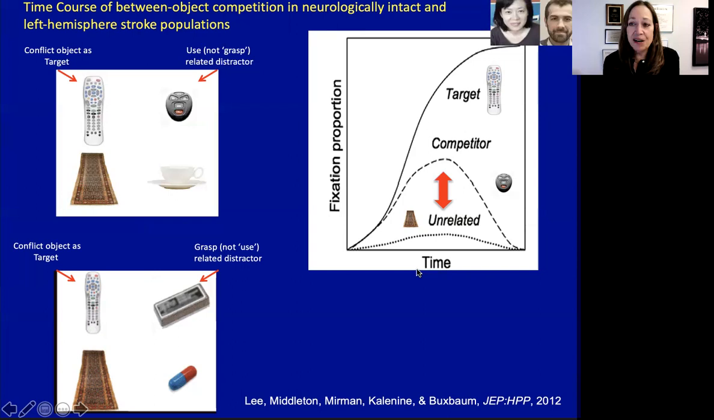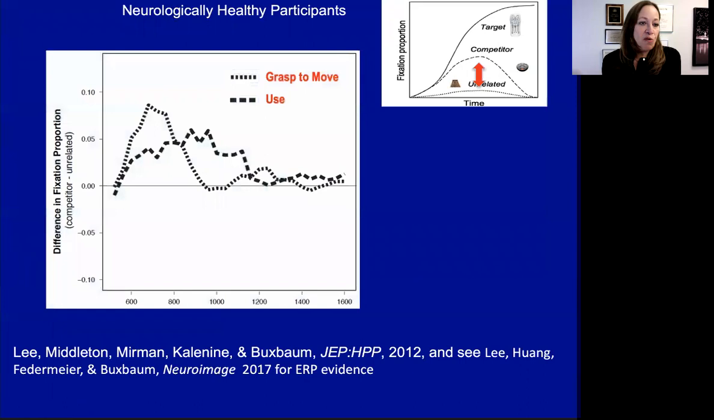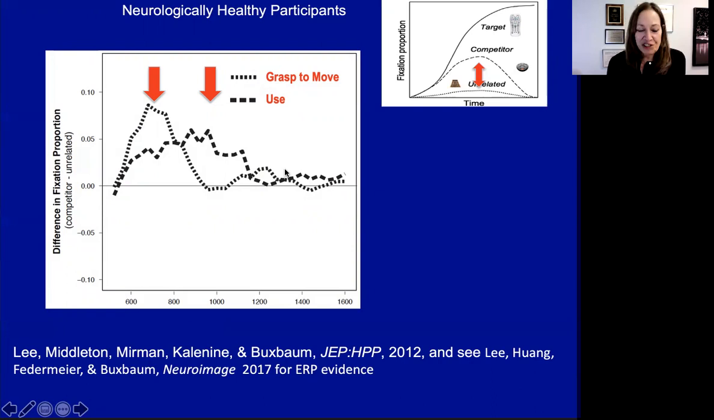So in neurologically healthy participants, we looked at the time course of looks to these two types of competitors, grasp to move, and use competitors. And we're looking here in this graph at the difference in fixation proportion of the interesting competitor versus the unrelated competitor. And you can see that the looks to grasp to move competitors peaks at about 700 milliseconds and then decays rapidly. Whereas looks to the use competitor peaks quite a bit later at around 1000 milliseconds. And those looks continue much longer. So it's harder to resolve that competition. And so this was a validation to us that these two different kinds of actions associated with tools have different characteristics of activation. Now, you might already be thinking and wondering, what about patients?